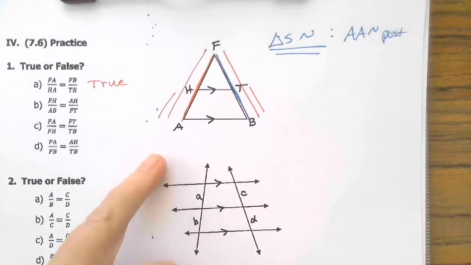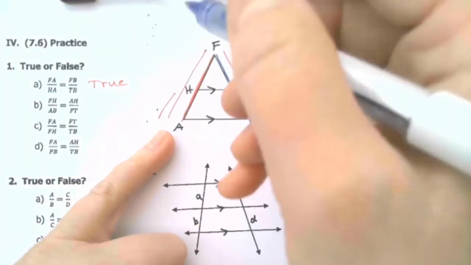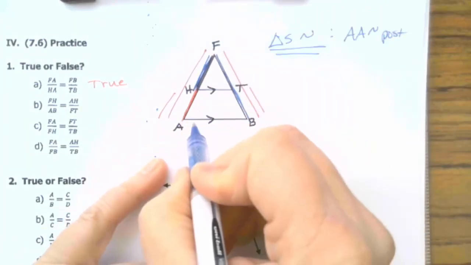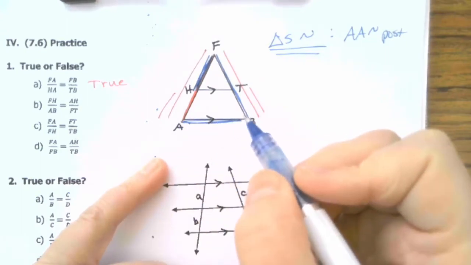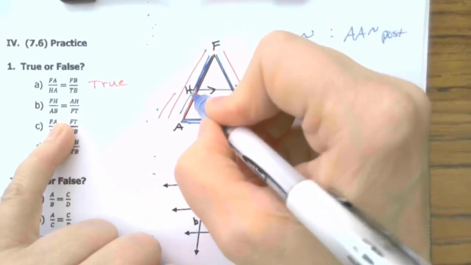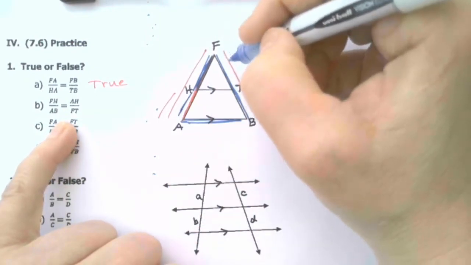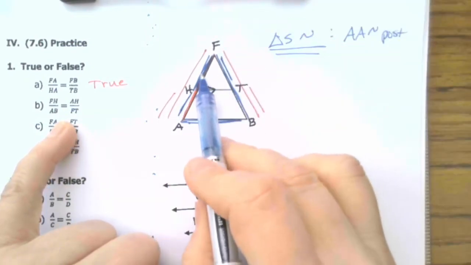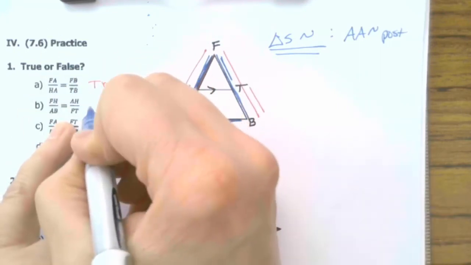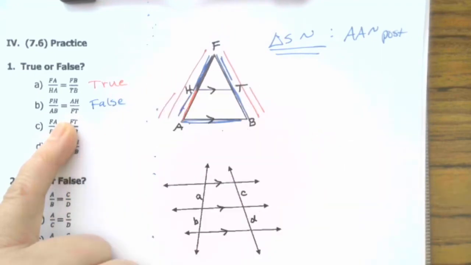FH over AB, which is here, is equal to AH, which is here, over FT, which is here. So I got 2 pieces of the small one and the bottom and the left of the big one. None of that matches up. That's definitely false.